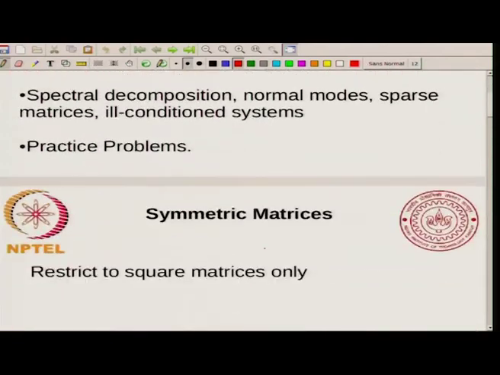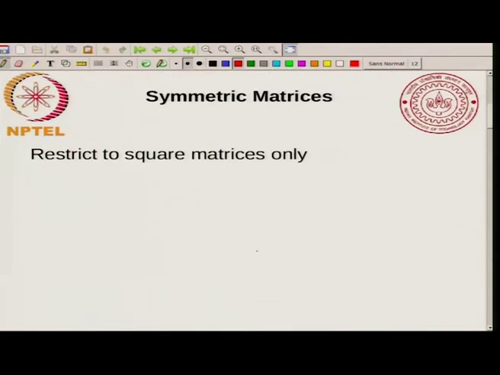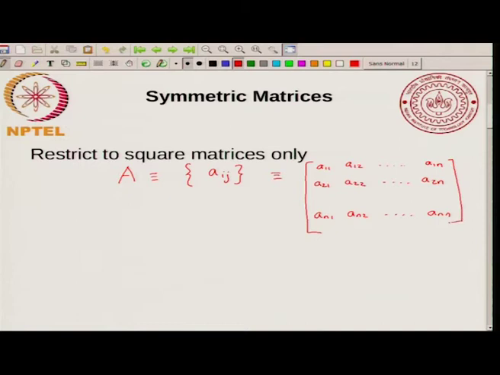Okay. So, let us start with symmetric matrices, and again as we have been doing earlier, we will restrict to square matrices only. So, if you have a square matrix, let us say A, which is composed of the usual coefficients which we denote as Aij. This is our usual matrix. So, you have A11, A12 up to A1n, A21, A22 up to A2n, AN1, AN2 up to ANN. So, this is our n by n matrix.